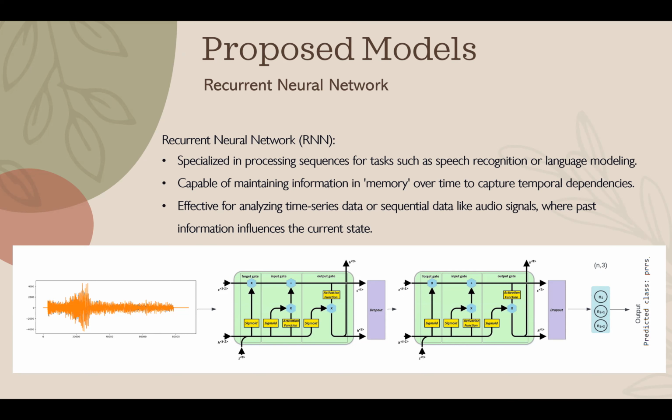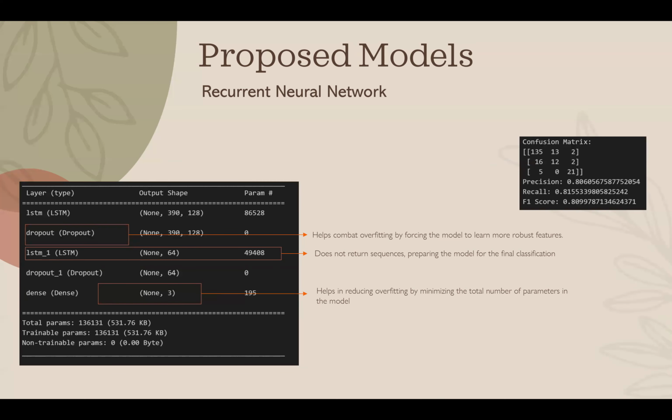Coming to the RNN, it is specialized in processing sequences for tasks such as speech recognition or language modeling. It is capable of maintaining information in memory over time to capture temporal dependencies. It is effective for analyzing time series data or sequential data like audio signals, where past information influences the current state. Next slide, please. And this is the architecture of the recurrent neural network.